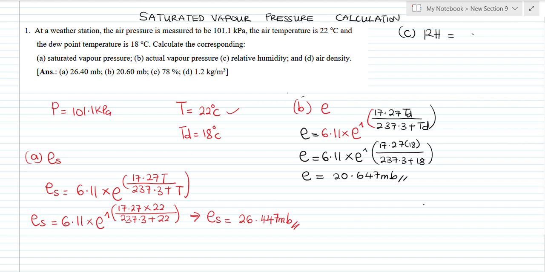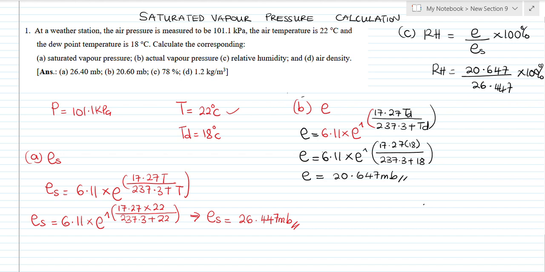Now the relative humidity is equal to the actual vapor pressure over the saturated vapor pressure times what? 100%, right? So the relative humidity, the actual vapor pressure was 20.647 over the saturated vapor pressure, which was 26.447 times 100%. Now here the units are in millibars.